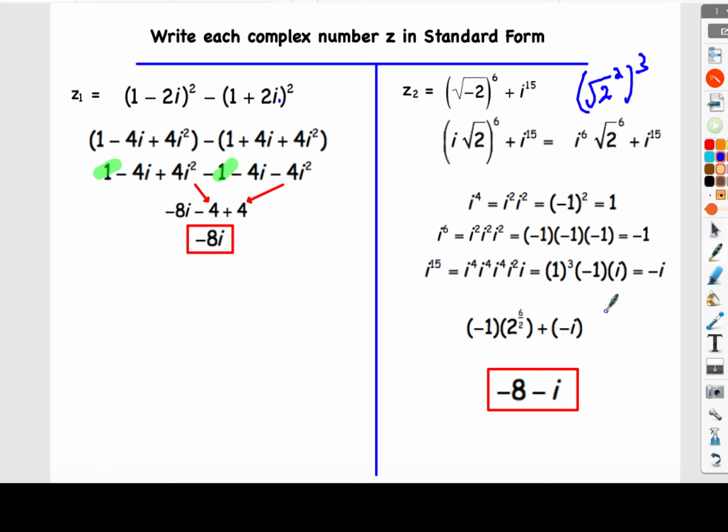I know I went through that fairly quickly, but again, feel free to pause the video, read through the details. I think you'll see everything makes sense.